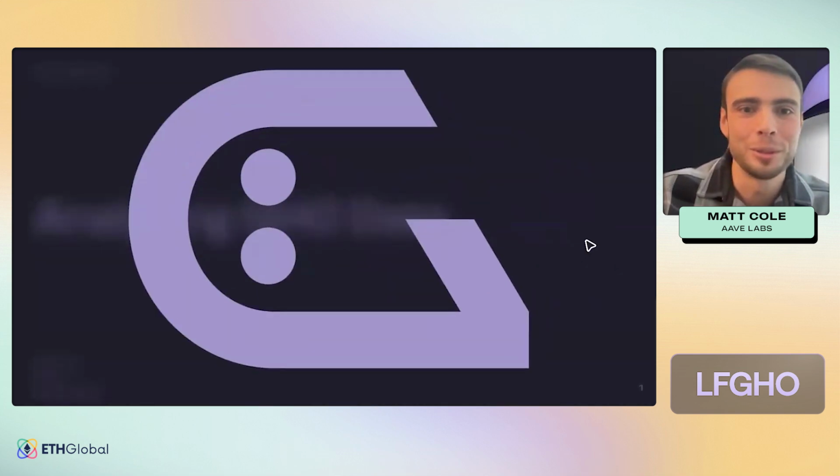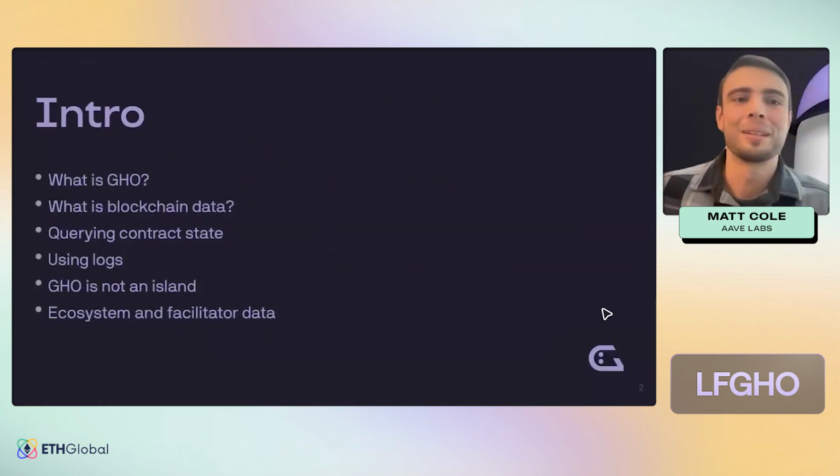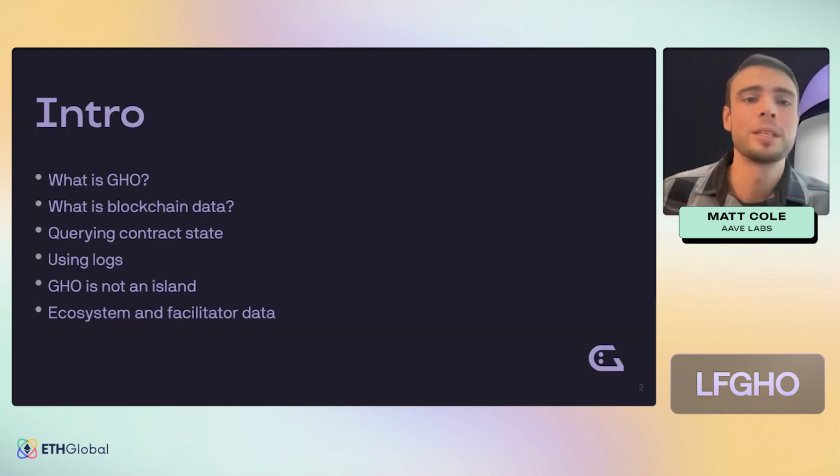So, without further ado, what are we going to talk about today? We're going to really quickly intro Go and talk about what is blockchain data, how can we access it. The two types of data we're going to talk about are querying contract state and using logs for Go. And then we're going to get into how Go is not just a single contract. It's not an island. There's a whole ecosystem of facilitators that are contributing to Go and how we can use data from all of these other different contracts.